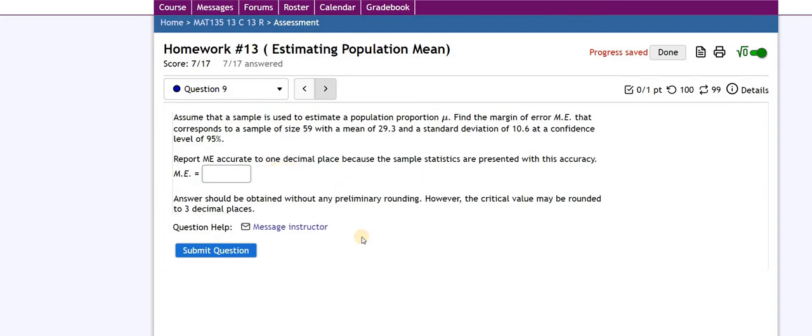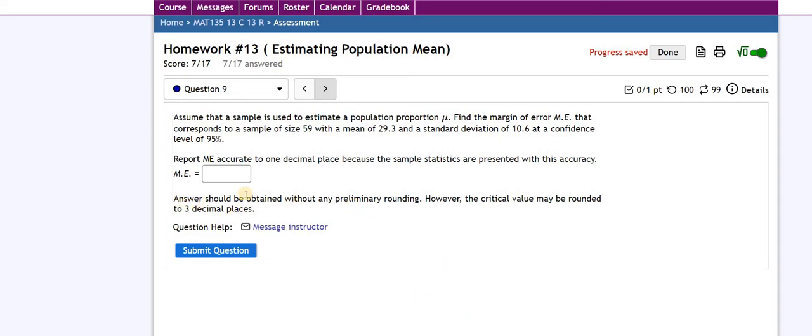Question number 9. Assume that a sample is used to estimate a population proportion. Find the margin of error that corresponds to a sample size of 59. So the sample size, n, is 59, and we need to find the margin of error. The mean, X bar, is 29.3. The standard deviation S is 10.6 at a confidence level of 95%, and we need the margin of error accurate to 1 decimal place.